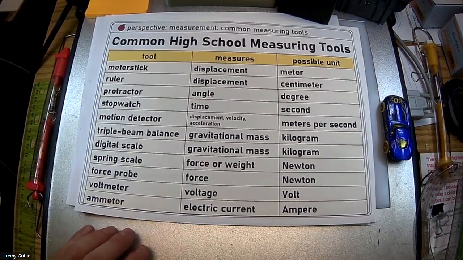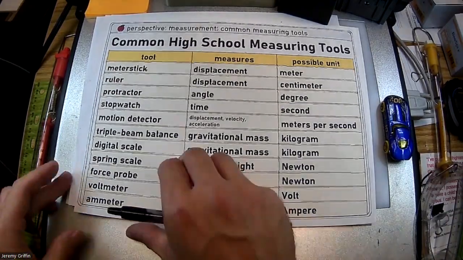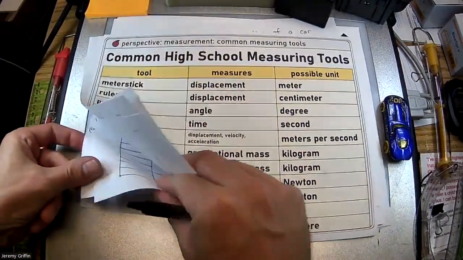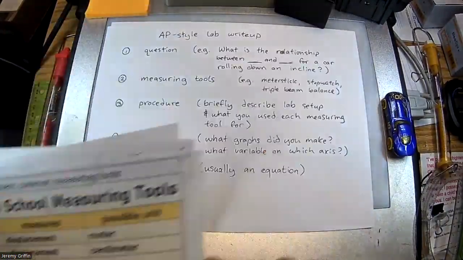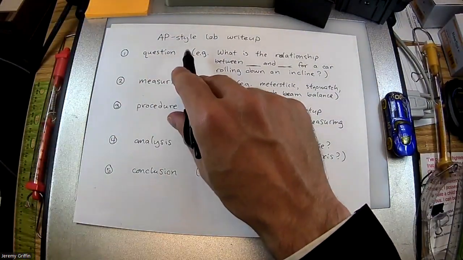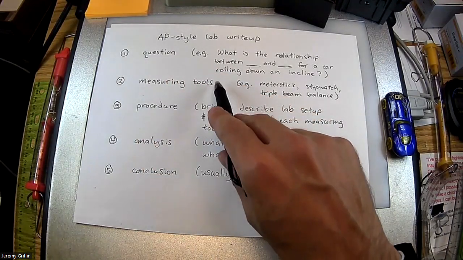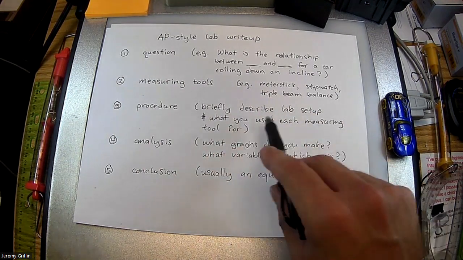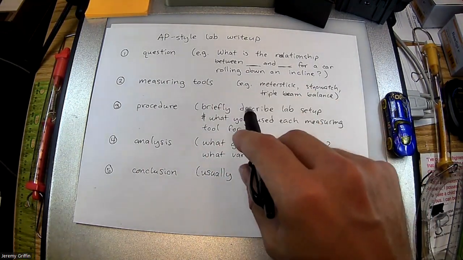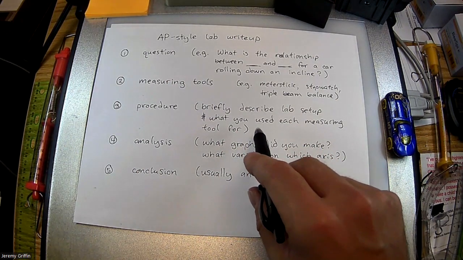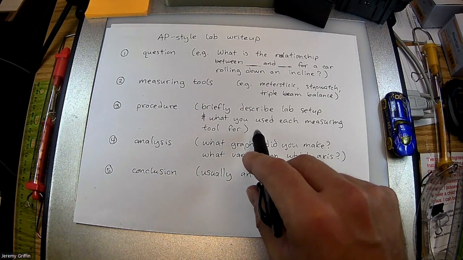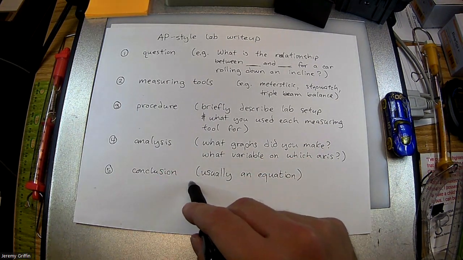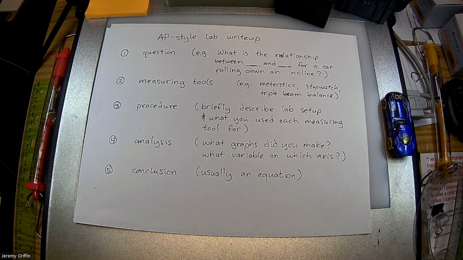And there's always this 5-part procedure they have you do. Let me find the page for that. It goes like this. What question are you addressing? List the measuring tools that you need. Then briefly describe the lab setup, and what you are using each measuring tool for. And then maybe take multiple trials and average them. Analysis involves graphs, which we'll get to in this lab, and then some kind of conclusion, which usually involves some kind of equation.